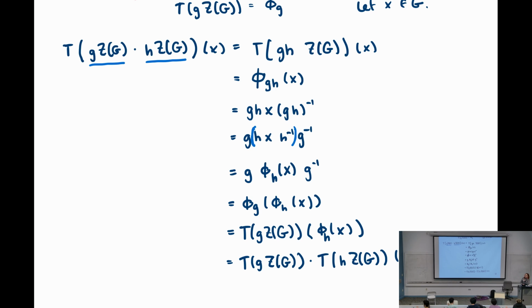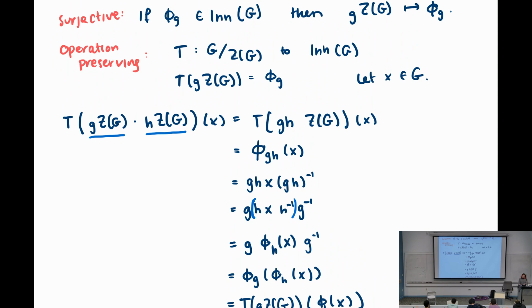Yeah, question? Can you explain why that whole T object is acting on x, but also T is acting on gZ(G) times hZ(G)? Can you explain the difference? Just explain this notation. Okay, so T is a map from this factor group to Inn(G). So whatever the output of T is, that is itself a map from G to G.